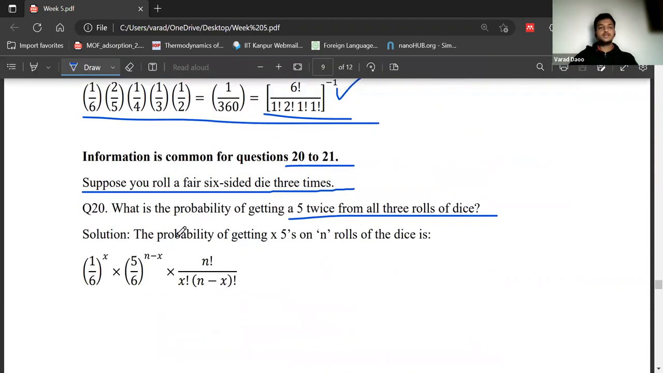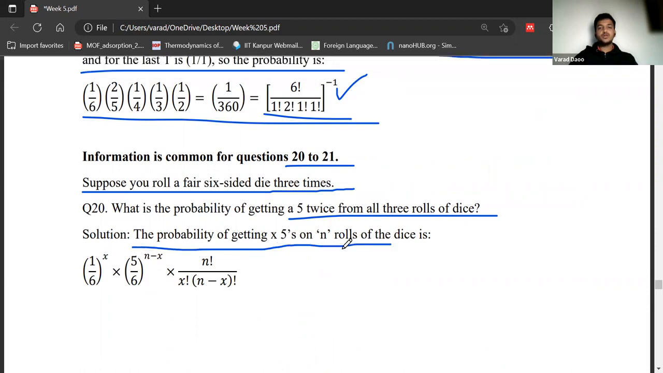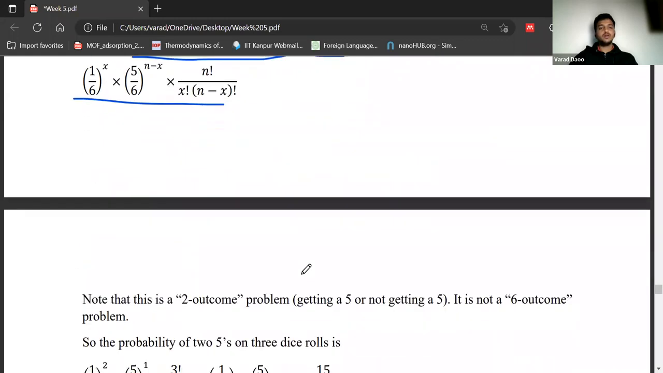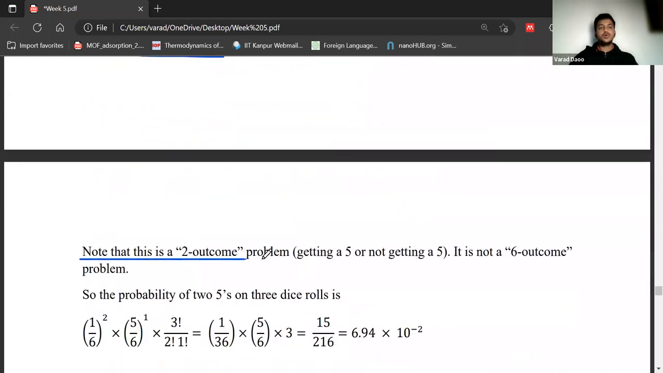Okay, so the correct answer: the probability of getting 5 x times on n rolls of the die is (1 by 6) to the power x multiplied by (5 by 6) to the power n minus x, multiplied by n factorial divided by x factorial into n minus x factorial. Note that this is a 2 outcome problem: getting a 5 or not getting a 5. It is not a 6 outcome problem.